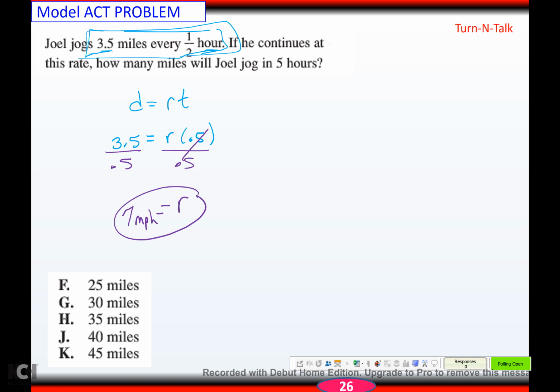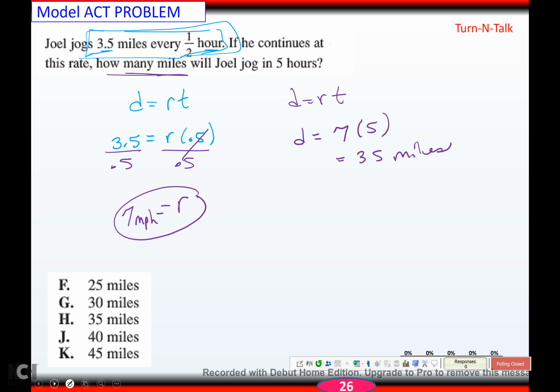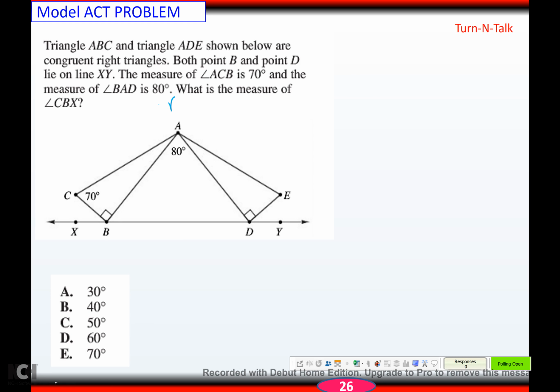Okay, so now that I know the rate, I can figure out the distance now. So we're doing distance equals rate times time again. But now they want to know, what will the distance be if he travels at 7 miles an hour for 5 hours? Well, that would be 35 miles. Okay? Alright, try this one. Hit pause. Come back when you're ready.